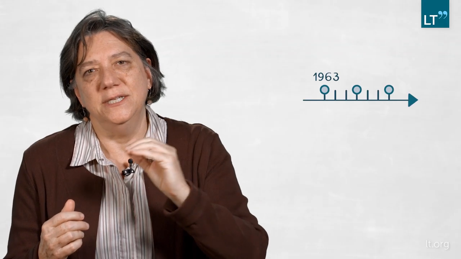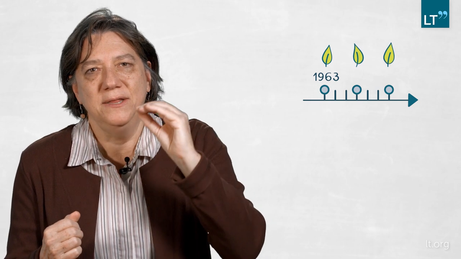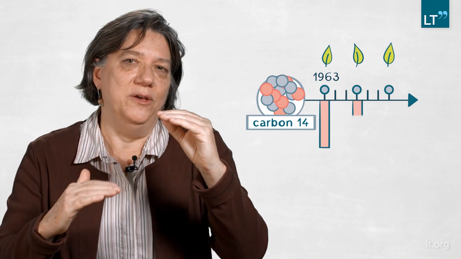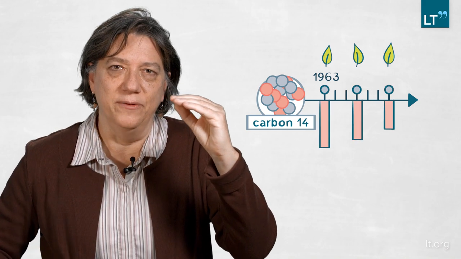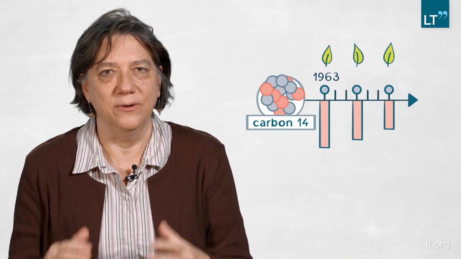What we do is we take samples of plant material. So for example, every year since 1963, if we take a leaf sample, we can see that the carbon that's being fixed from the atmosphere has a different value every year. It's decreasing a little bit over time as this excess carbon-14 is taken up through the carbon cycle.